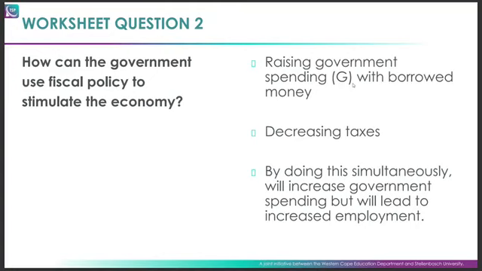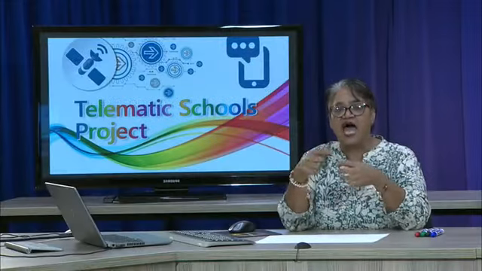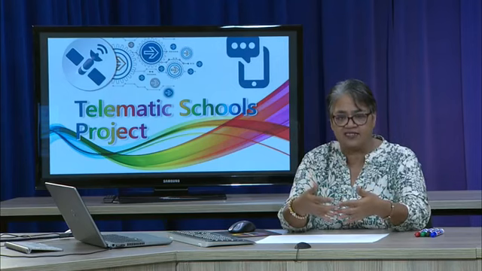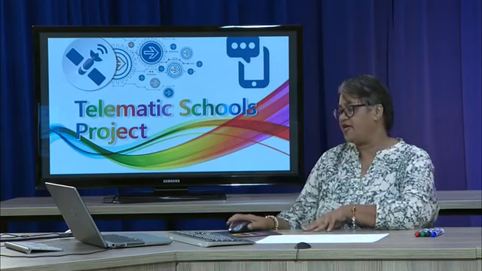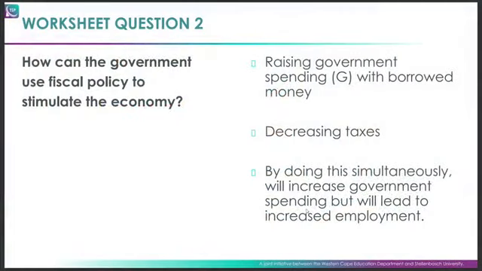So by doing this simultaneously, they will increase government spending, but at the same time, the consumer spending is also going to increase, which, as we said, means demand levels increase. As a result of the demand levels increasing, the production levels also have to increase at the same time. So therefore, we find that this will lead to increased employment, which is once again another objective of government, right? Is increasing employment or decreasing unemployment, something which you will look at in more detail a little later on.